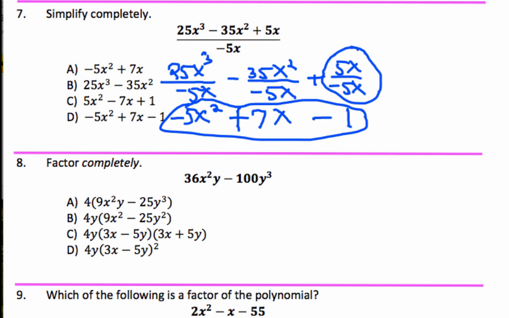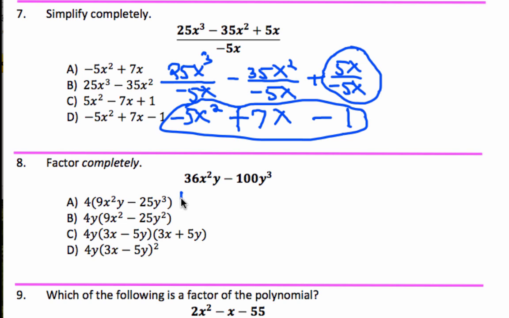Now, problem 8 asks you to factor completely. What that means is finding the greatest common factor and looking to factor in one additional way, either by finding the difference of two perfect squares or a quadratic trinomial. Now, to find the greatest common factor, you look at the two coefficients, the 36 and the 100, and you ask what's the largest number that divides evenly into both of them.